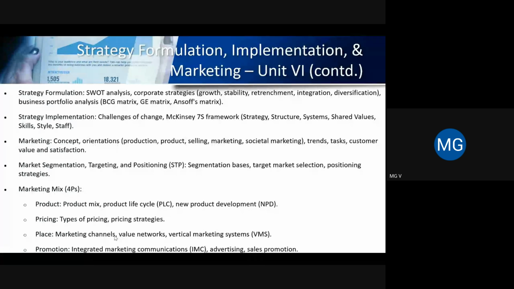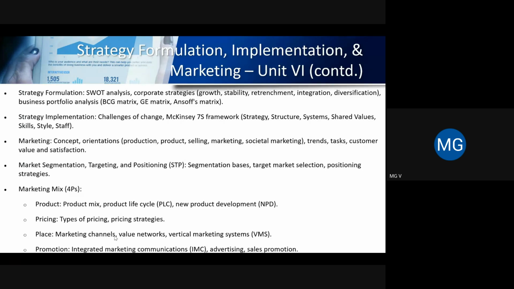Corporate strategies define the overall direction of the organization, including growth strategies, for example, market penetration, market development, product development, and diversification. That is, we are talking about Ansoff's matrix. Then we are discussing corporate level strategies or grand strategies, that is stability strategies, retrenchment strategies, and combination strategies, besides the growth strategies.